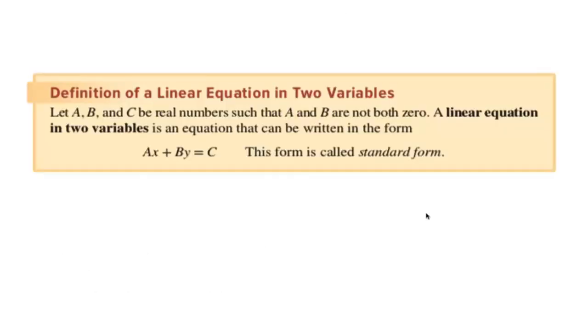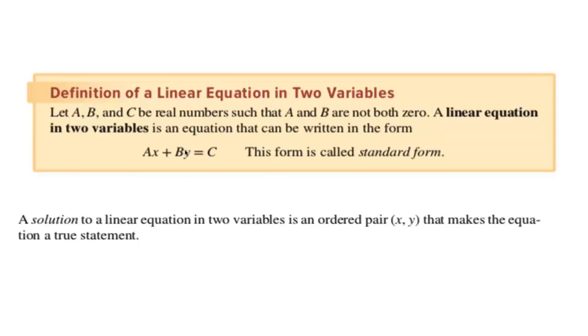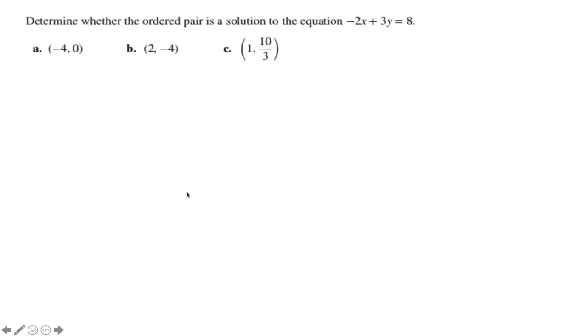Okay, let's talk about linear equations of two variables. A linear equation of two variables is an equation of this form: ax plus by equals c, where a, b, and c are constants, x and y are variables. This form is also called standard form. And a solution to a linear equation in two variables is an ordered pair x comma y that makes the equation a true statement. So for example, here's a linear equation.